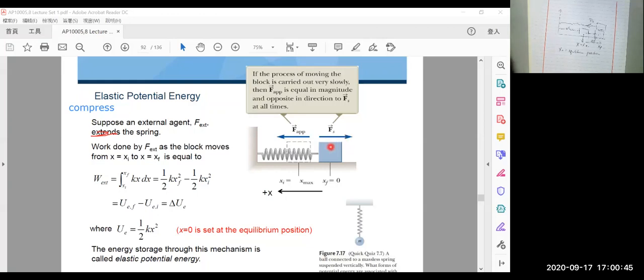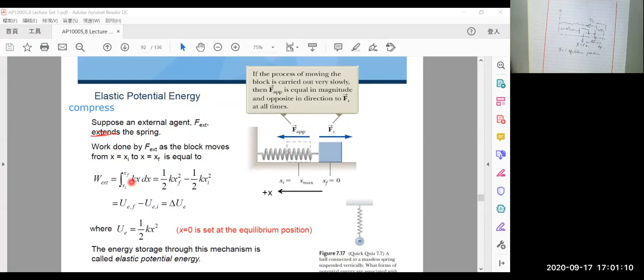Otherwise, you would introduce kinetic energy and so on. So we just consider the energy associated with the spring. The applied force would be equal to the spring force. But remember, what is the spring force? F is equal to minus kx. So the applied force is actually equal to kx.